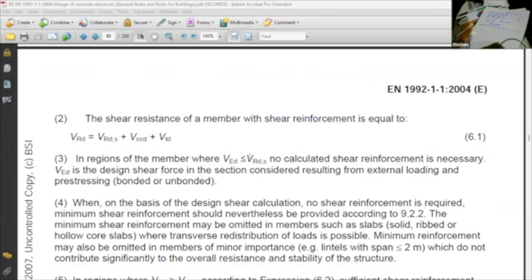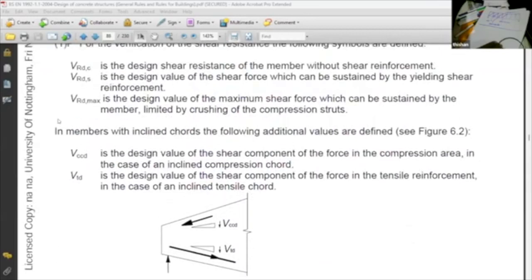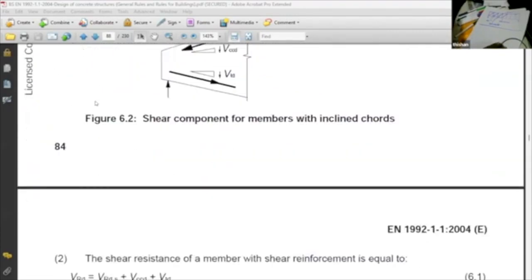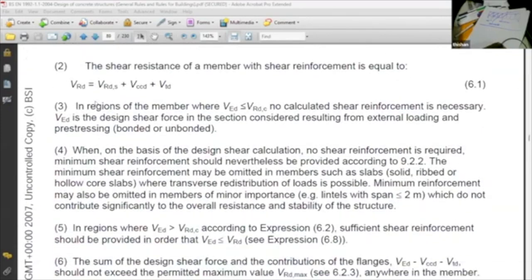And in the regions, what is VRDC? That is the shear resistance of a member without shear reinforcement. Can you remember? I just calculated the nominal link area, calculated some 0.87 force. So that refers to the nominal link area. VRDC is for nominal links.